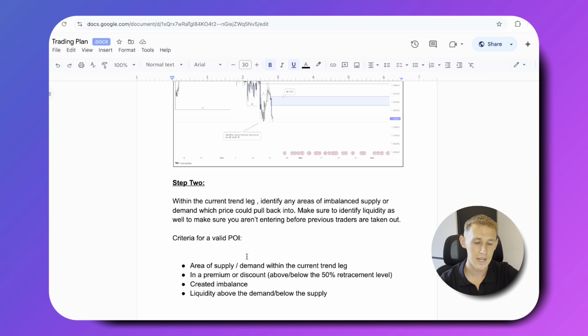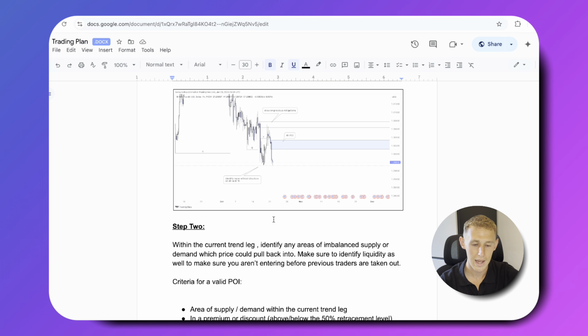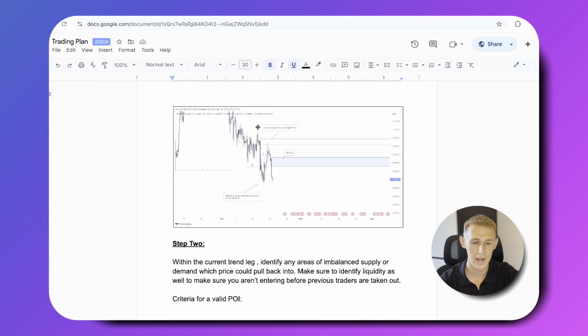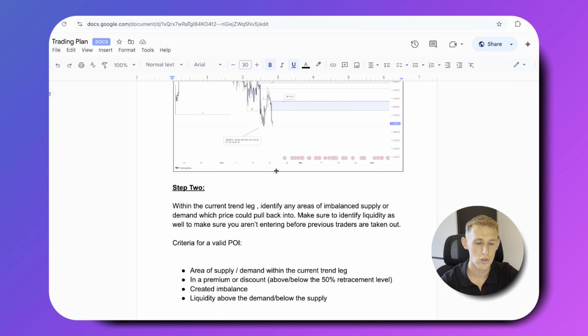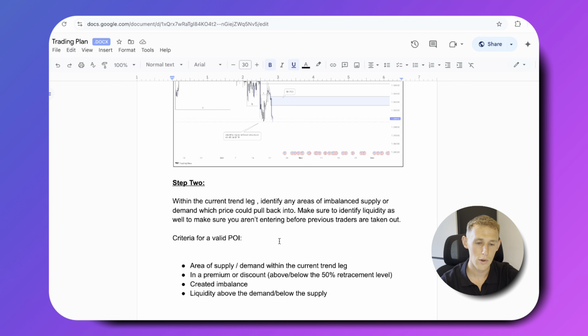Starting off, it needs to be a clear level of supply or demand within the current trend leg. So imagine we take between the high and the low of the current trend leg. I'm looking for any areas of higher time frame imbalanced supply or demand, supply in this case because we're in a bearish trend, and then I'm looking for price to pull back into it, and then we're looking to short from that level.